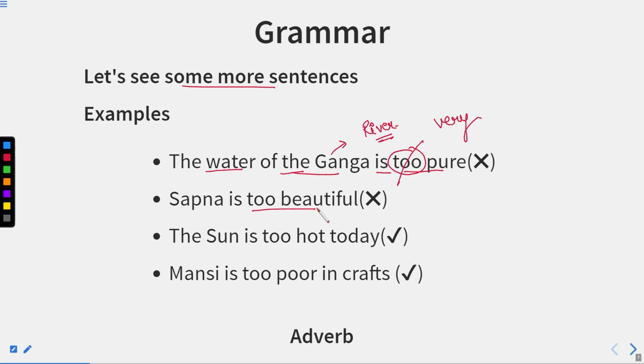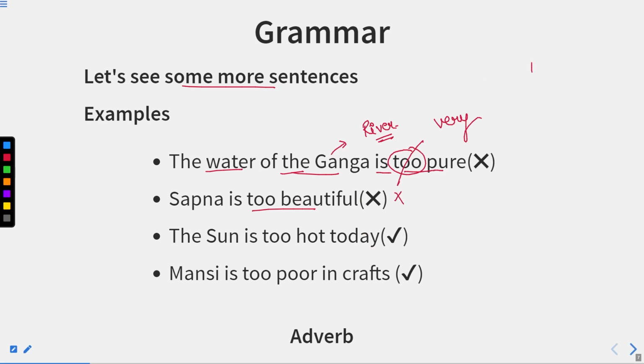Sapna is too beautiful. Again, if I'm praising a girl, that is, she's very, very beautiful. Of course, she's extremely beautiful. But if I say she's too beautiful, that is somehow like that she's too beautiful. It is not at all required. She should not be very, very beautiful. That will not make the sense. That is why the sentence is incorrect.